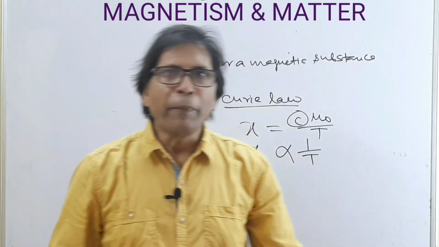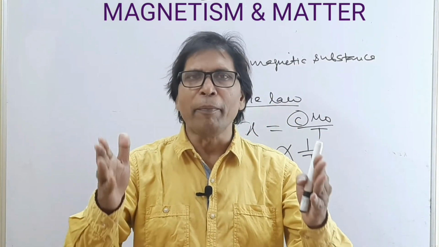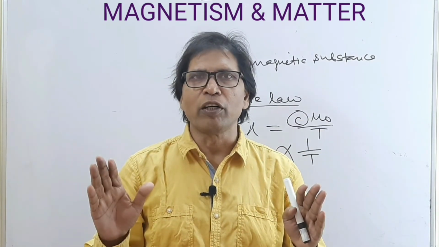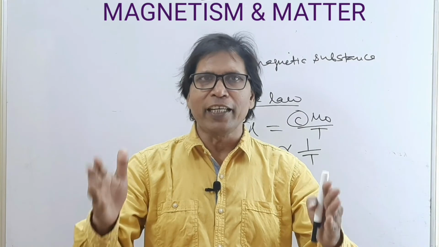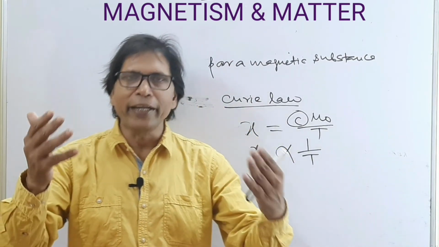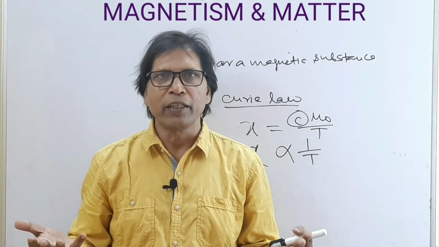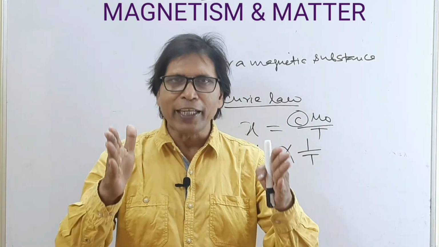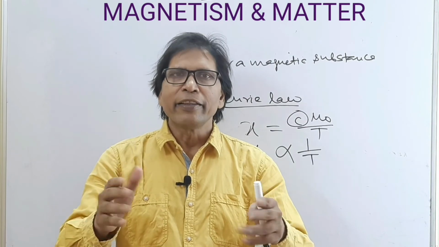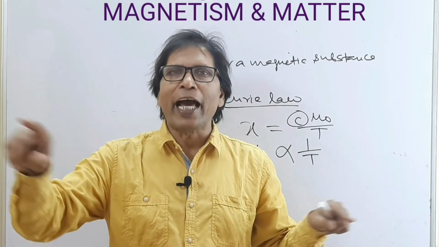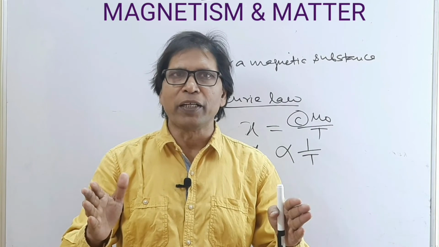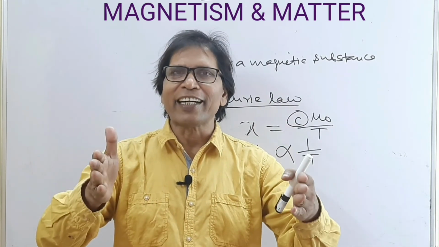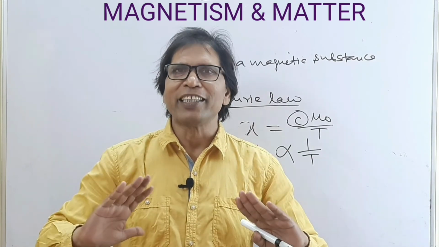Okay. Now, a paramagnetic substance has its own magnetic moment due to orbital motion of the electron, but no magnetization is seen as the magnetic moments are randomly oriented. When a magnetic field is applied to a paramagnetic substance, the magnetic moments orient along the direction of the magnetic field. That is why a paramagnetic substance is weakly attracted by the magnetic field.